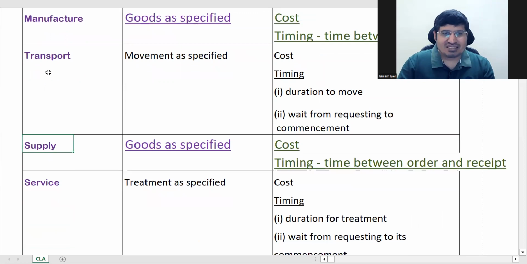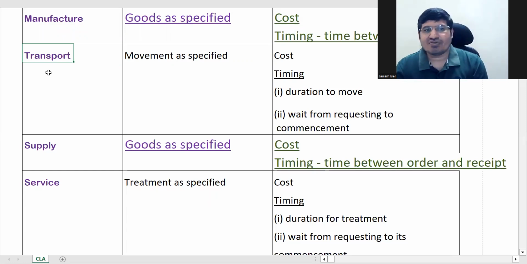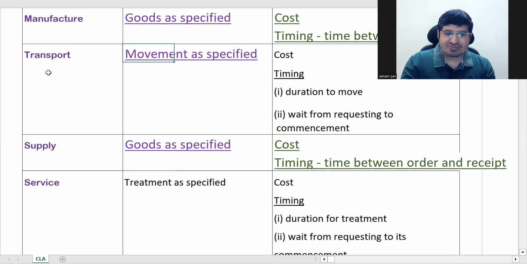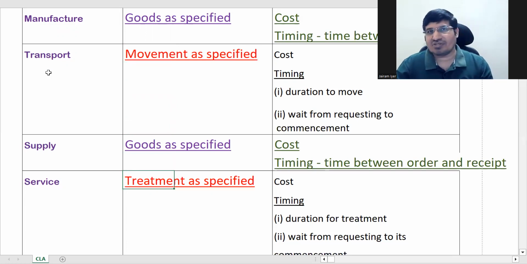And then last is service. As we saw here, transport is also a service. You have separated it just to show transport as a separate thing. But actually transport is also a service. So transport will be the same as service because it is service only. The only thing is, in transport you use the word movement, and here you use the word treatment for service. That is the only difference.